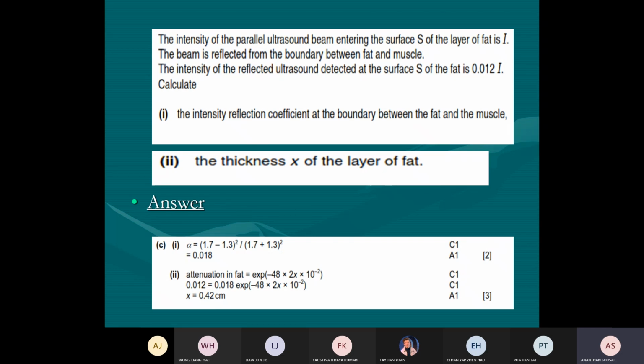But 2x, because 2 times, right? So e^(-2kx) times alpha. Always for going down: absorb, reflect, absorb back. The ratio of the initial intensity to the final intensity.